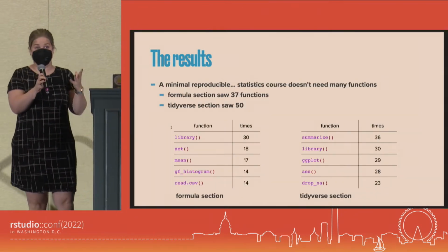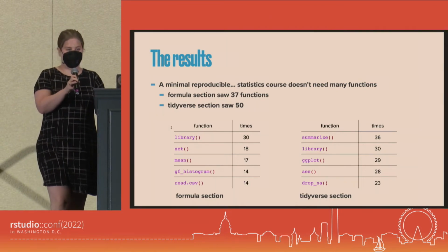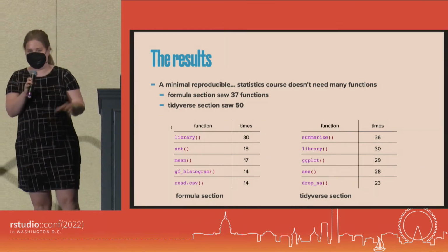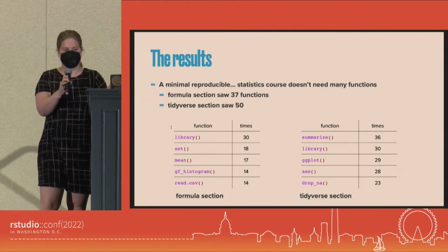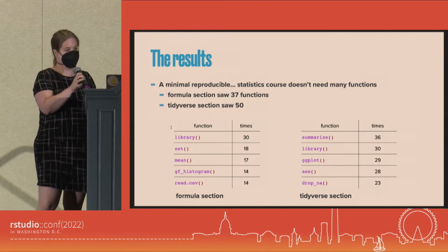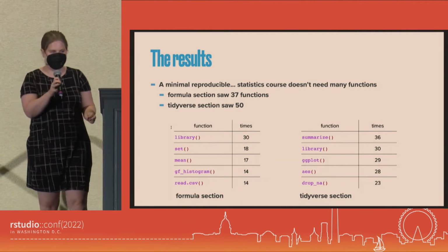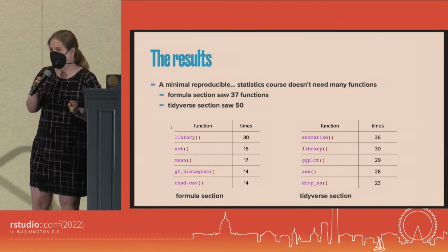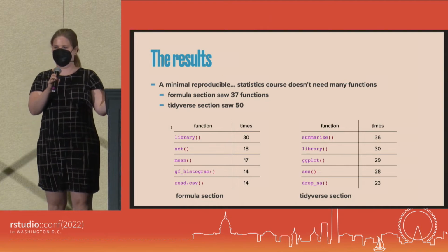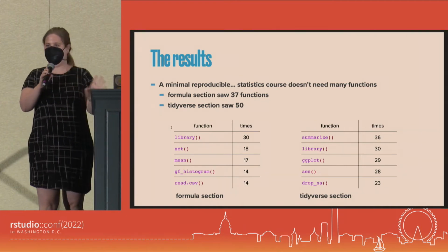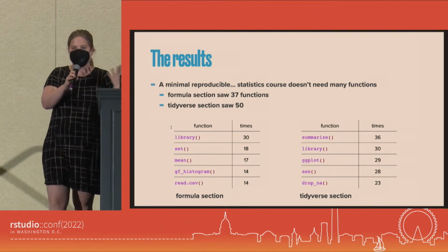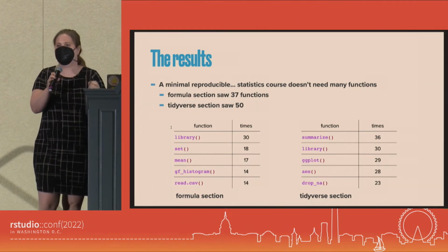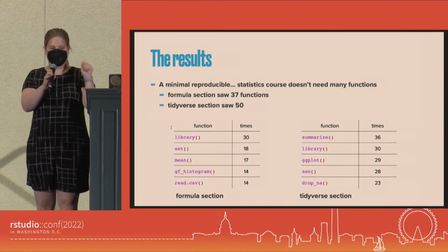The other thing that I was really interested in is how much R code you really need in an intro stat course, and it turns out not that much. So in the formula section, I exposed students to 37 functions. In the tidyverse section, they saw 50 functions. Those are a little bit different in terms of numbers, but both of them, over the course of 15 weeks, totally reasonable. A big criticism of the tidyverse in teaching is, oh, there's so many tidyverse functions. How would students ever learn them all? Well, they're not going to learn them. You're just going to show them the 50 that they need.